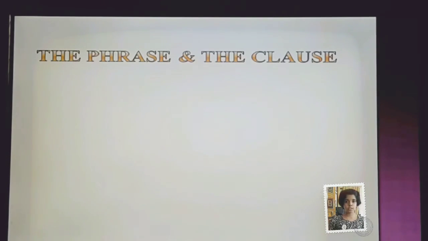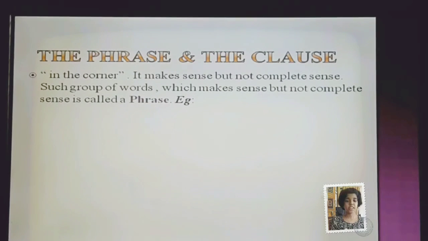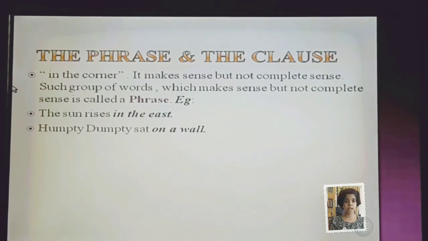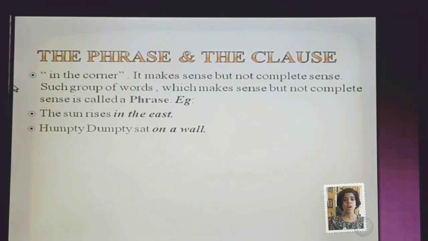The phrase and the clause. "In the corner" makes sense but not complete sense. Such a group of words which makes sense but not complete sense is called a phrase. Example: the sun rises in the east. In this sentence, in the east is the phrase. Humpty Dumpty sat on a wall. On a wall is a phrase.